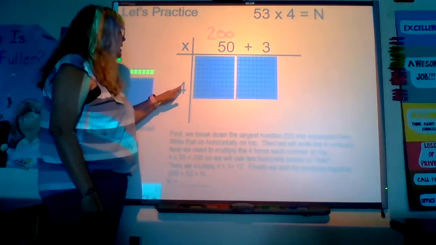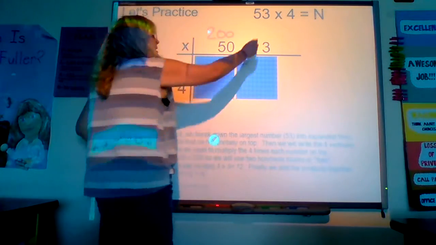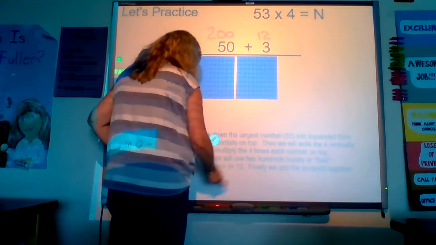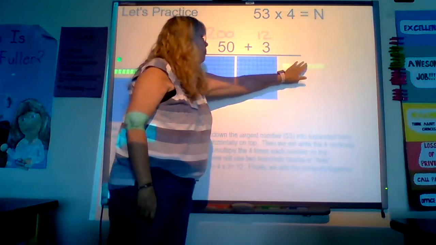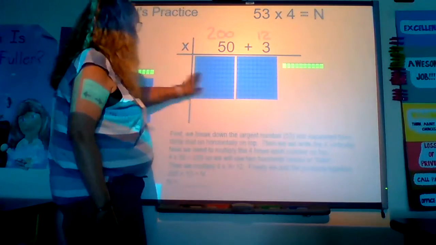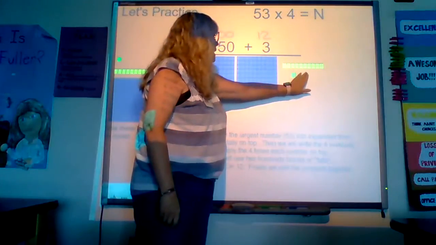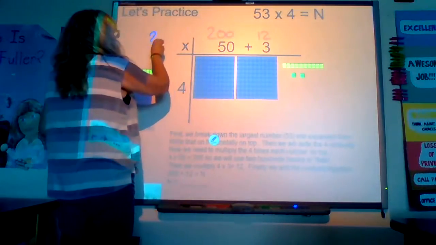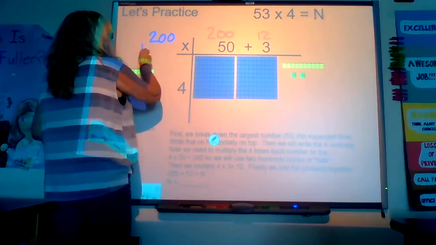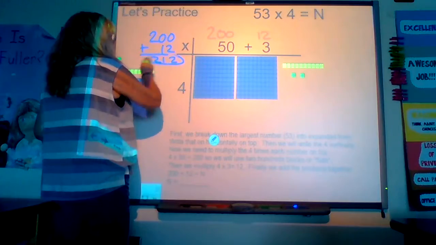Then we're going to multiply 4 times 3. Well, I know 4 times 3 is 12, so I'm going to bring over 1 rod and 2 units. And when I add that up, I've got 200 plus 12. My answer is 212.